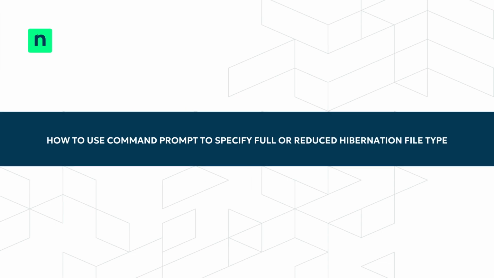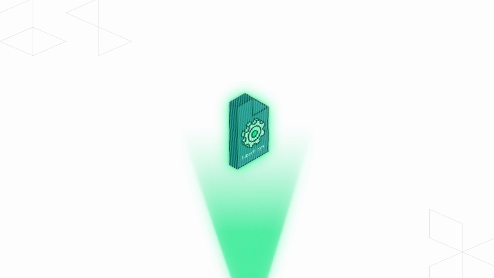How to use command prompt to specify full or reduced hibernation file type. Once you have decided which type to enable, you can configure the file using command prompt. Run it as the administrator and type powercfg /a to check your device's supported sleep or power options. Type powercfg /h /type full to select full, or powercfg /h /type reduced to select reduced.